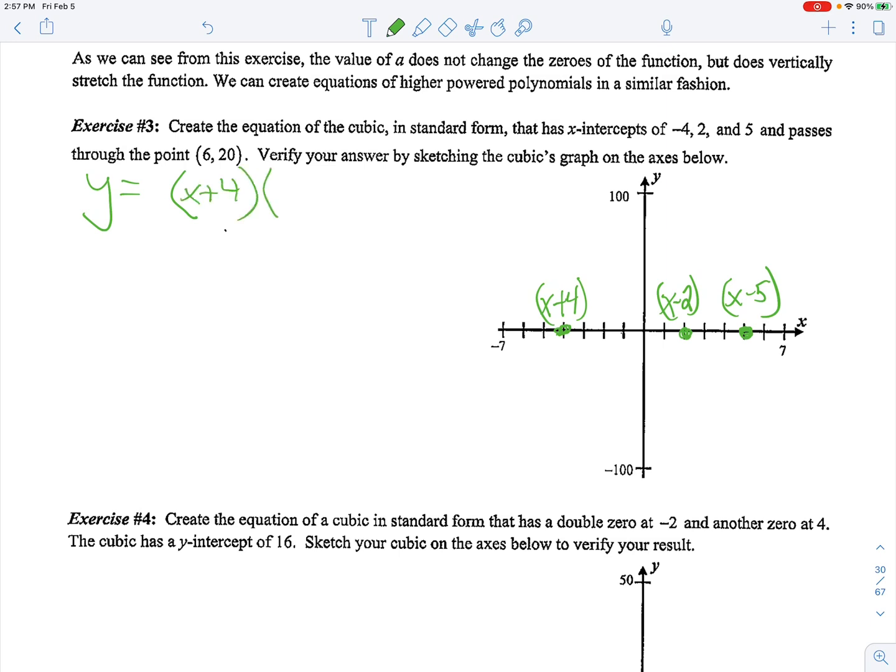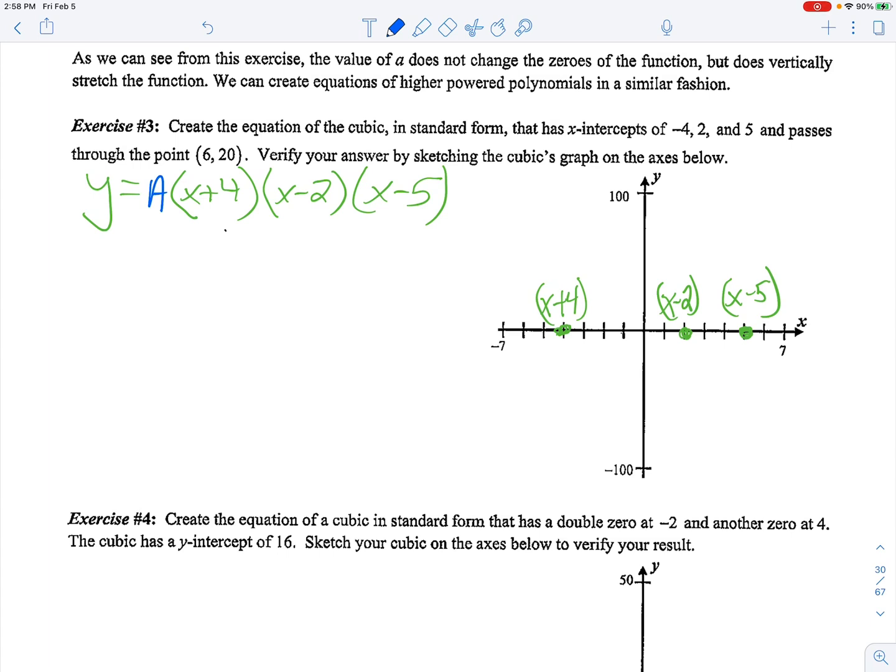So we're going to be working backwards here. I'm going to say y is going to equal, and I'm going to leave a little space here, (x plus 4) times (x minus 2) times (x minus 5). Working backwards to get the equation. That's what they want here. I know it says standard form. I'm not really concerned about that. Okay.